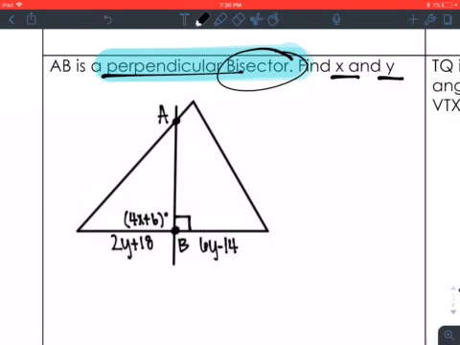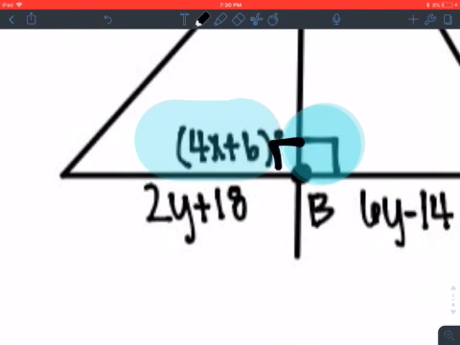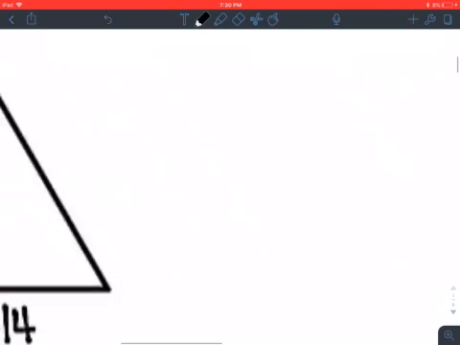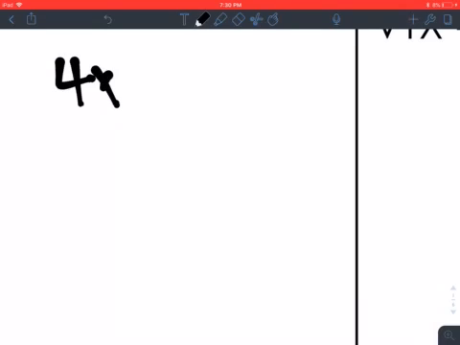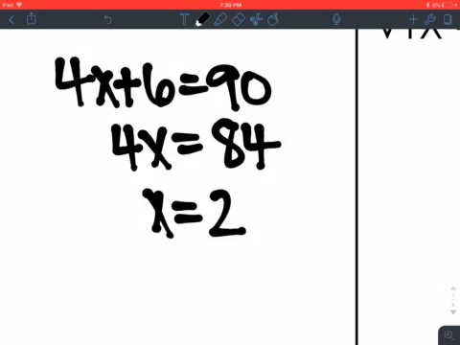I'm going to find x first, and x is going to represent the degrees. It's already being nice to you and giving you that that's a right angle, which means that the linear pair, this side right here, also has to be a right angle, which means that 4x plus 6 has to equal 90. Then you solve. You get 4x is equal to 84, which means x is equal to 21.